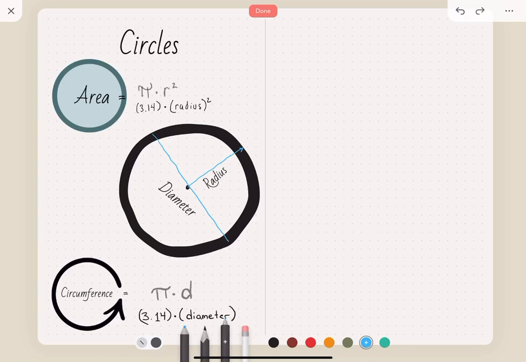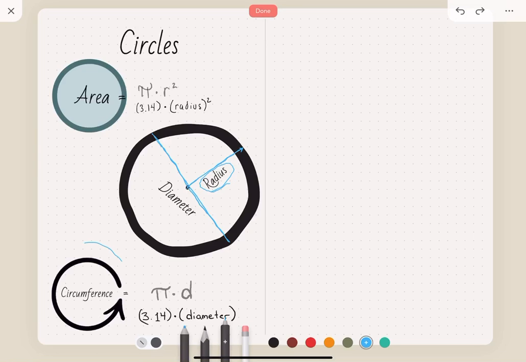So right here we have the radius, which is half the distance from the center to the edge, and then we have the diameter, which is the full distance across the circle. We also have what's called a chord, which is like a line from a point to a point that doesn't go through the center, but we don't really need to worry about chords right now. So let's talk about circumference first.